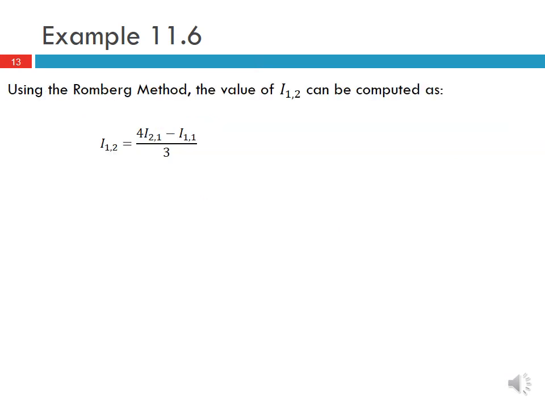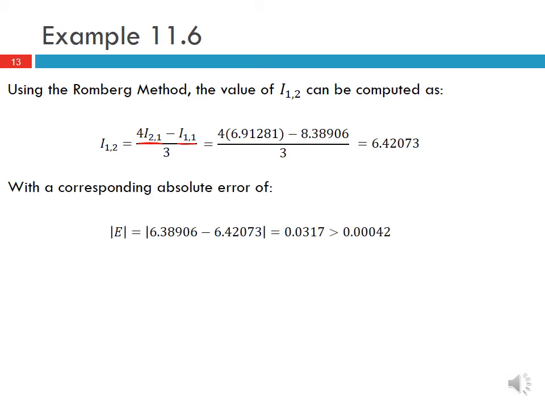So using the Romberg method, the value of I12 can be computed as this linear combination of our second order estimates. So I12 is equal to 4 I21 minus I11 over 3. So it's 4 times the more accurate integral minus the less accurate integral, divided by 3. So just plugging in the numbers, we get that I12 is equal to 6.42073.